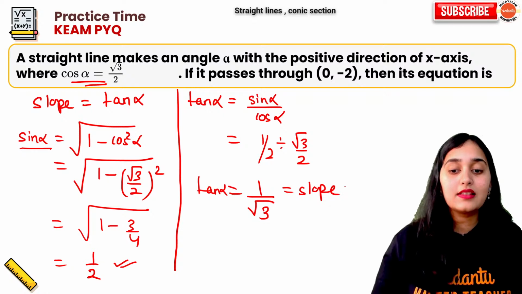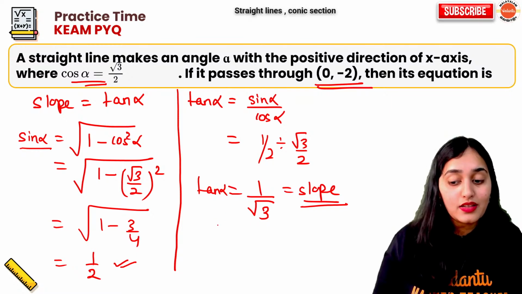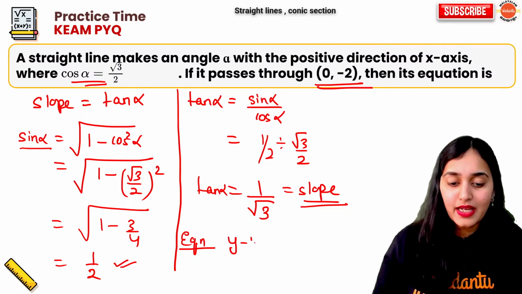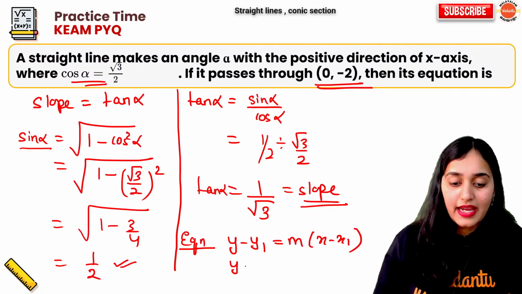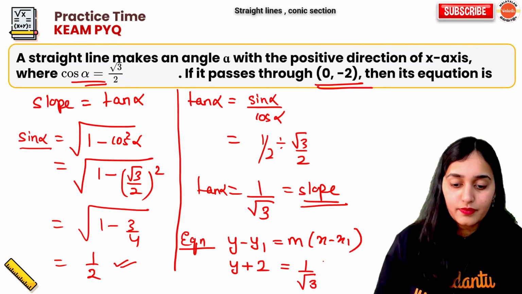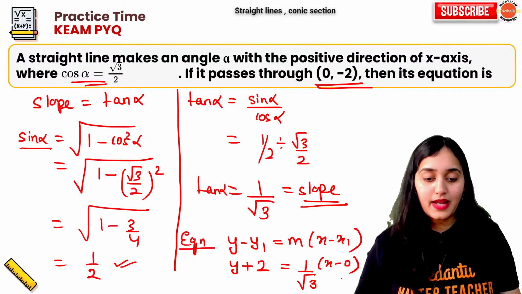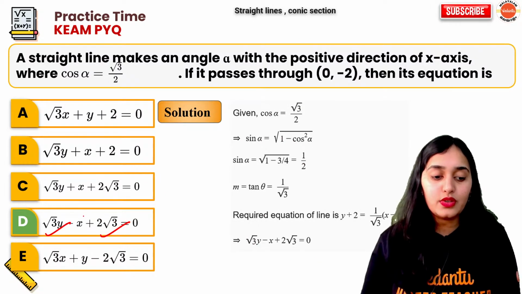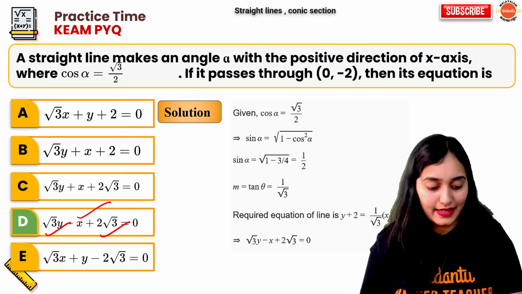That means this is the slope. Now you have the point and you have the slope, so get the equation of a line. The equation will be y minus y1 is equal to m into x minus x1. So y minus minus 2, plus 2, is 1 upon root 3 into x minus 0. So this is simply cross multiply: root 3 y plus 2 root 3 equals x. So x will come to the left hand side, it will become minus x.